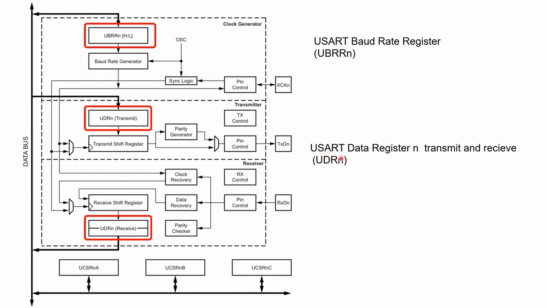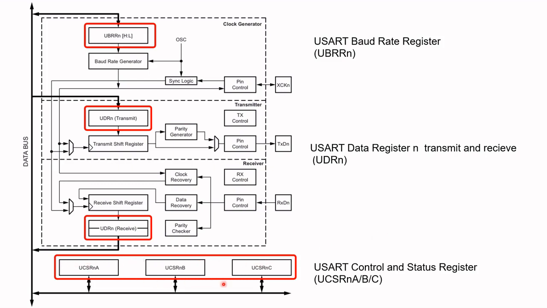And for the USART data register, transmit and receive, or UDR, the transmitter and receiver have their own UDR. So UDR transmit is here, and UDR receive is on the receiver side.